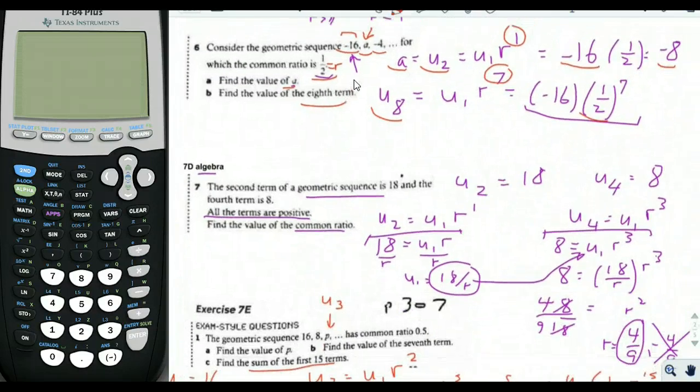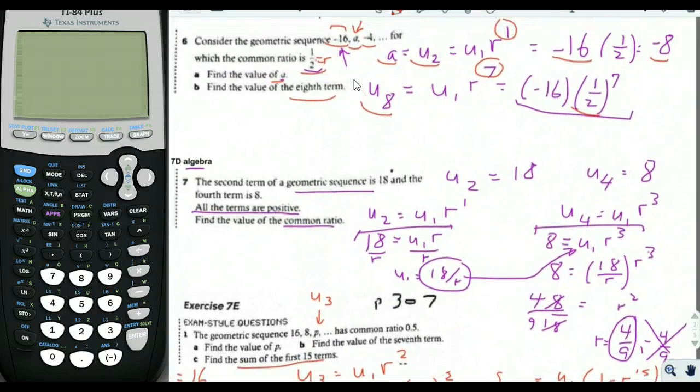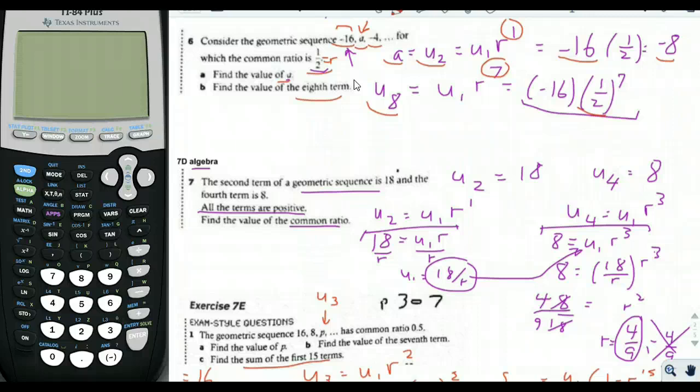Okay, next problem. The second term of a geometric sequence is 18, and the fourth term is 8. So U2 is equal to 18, U4 equals 8. All the terms are positive. We don't know why they're saying that yet, but we'll figure that out. Find the value of the common ratio. Okay, so we're just going to find the value of R.